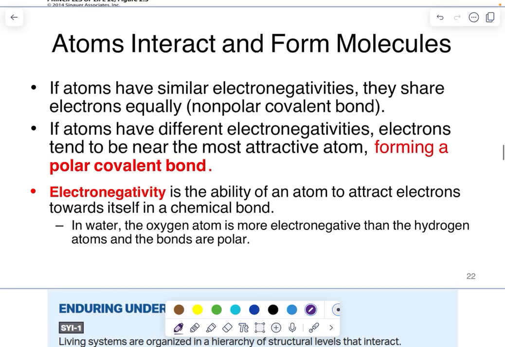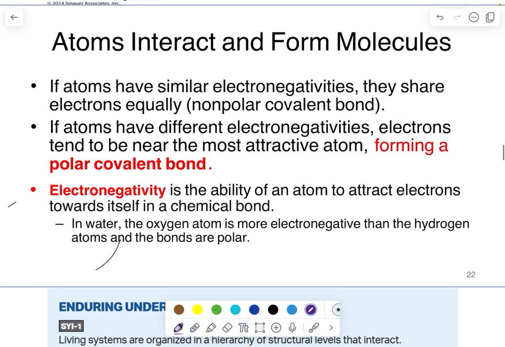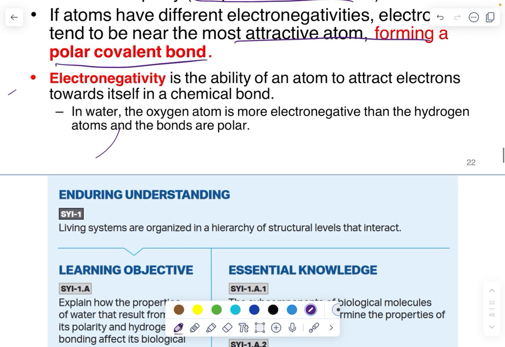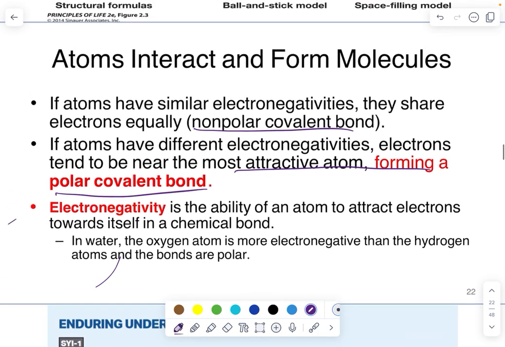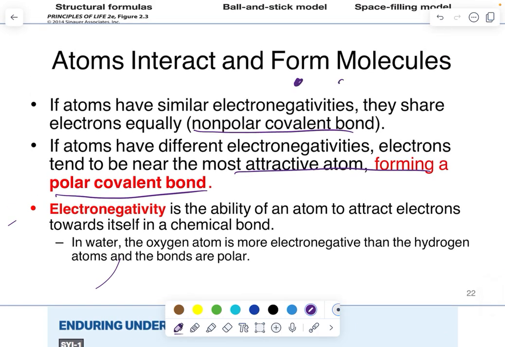And so if atoms have similar electronegativities, they share electrons equally. But it's a non-polar covalent bond. However, if atoms have different electronegativities, which means they have different masses basically, electrons tend to be near the most attractive atom, forming a polar covalent bond. So what that means is this: if there's an atom here and an atom here, and they're sharing an electron, if they share it equally, there's no charge.